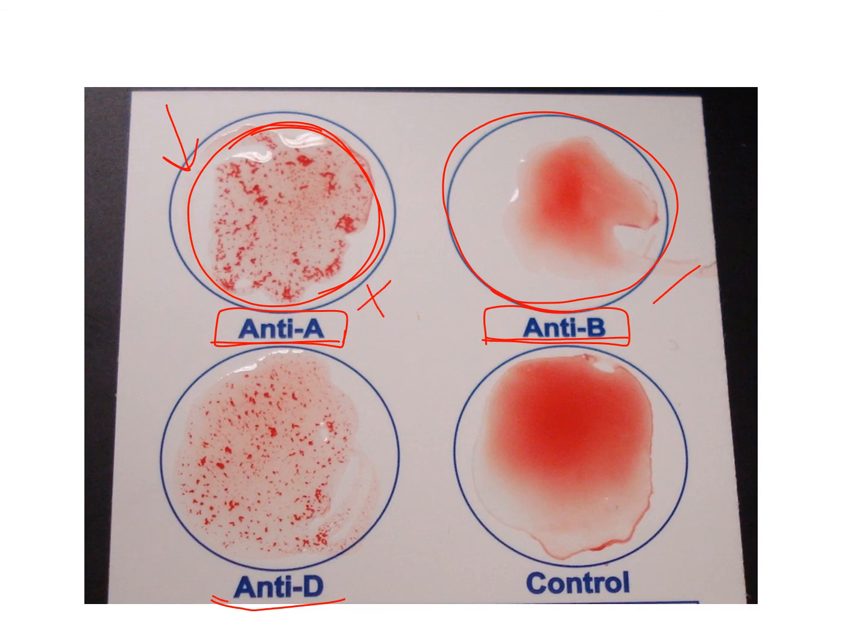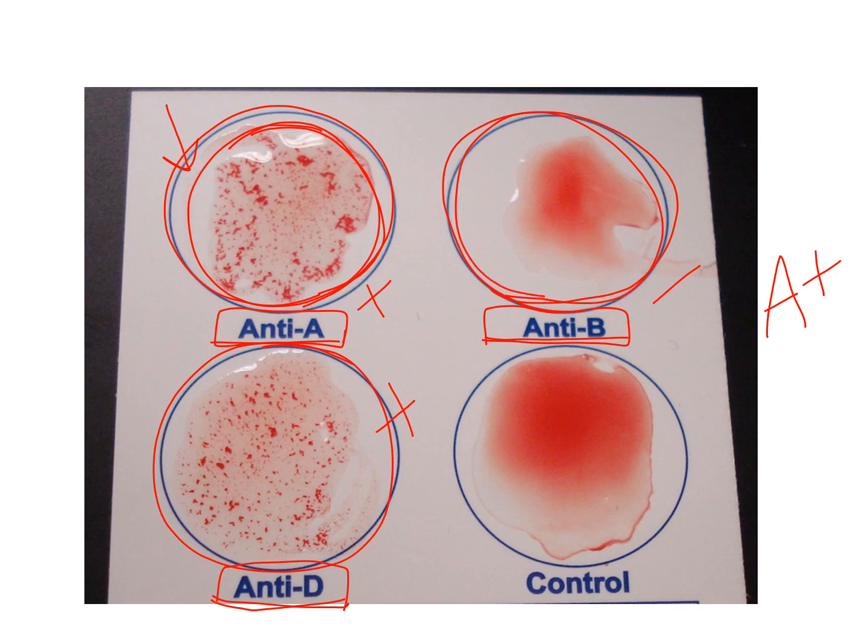You would also test for the Rh factor. You would add a drop of blood, add a drop of antibody against the Rh factor, and here you get agglutination, so this is a positive reaction. So this person's blood type is A positive because they are positive for the A antigen, positive for the Rh factor, negative for the B antigen. And this is an example of a direct agglutination reaction.